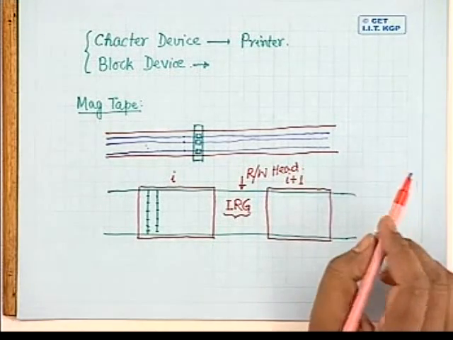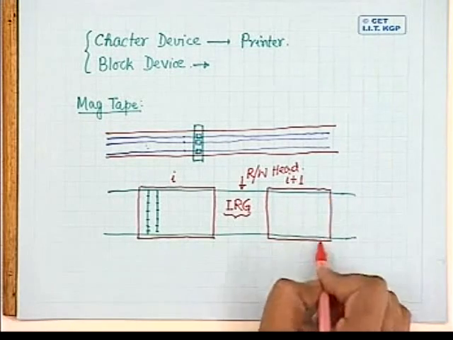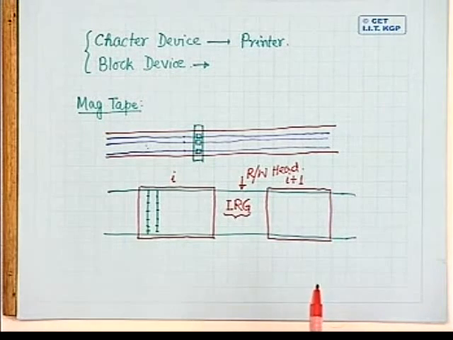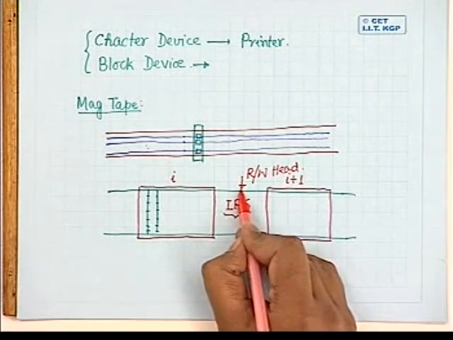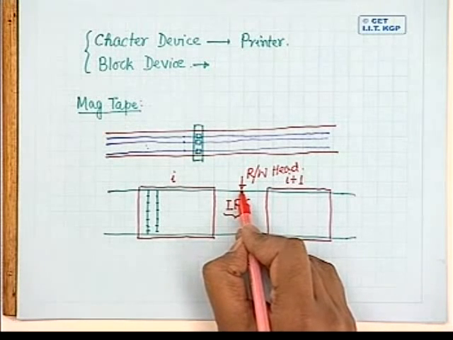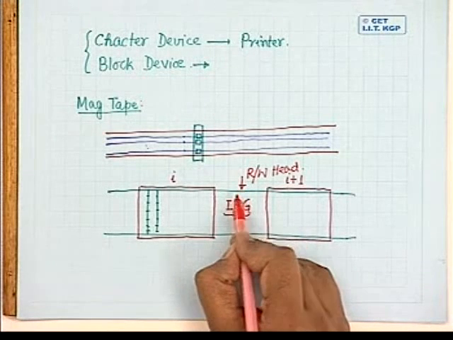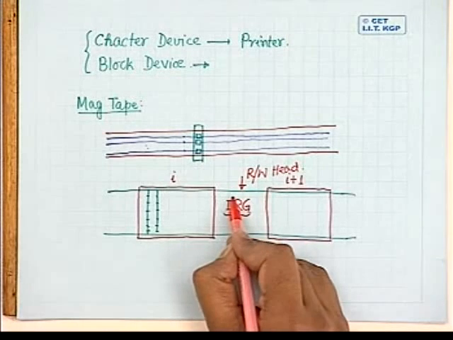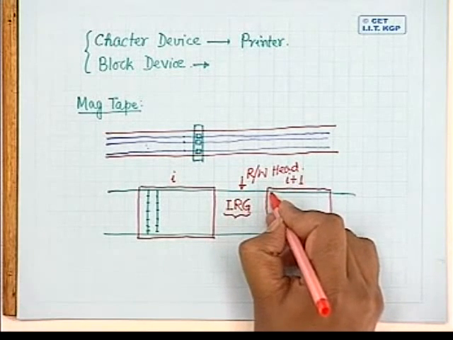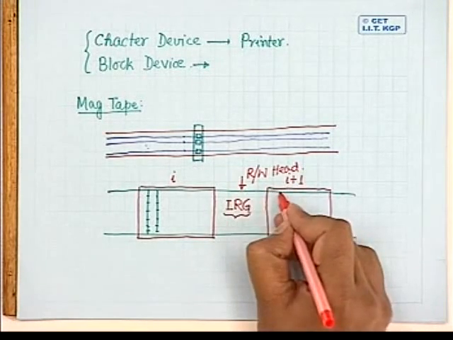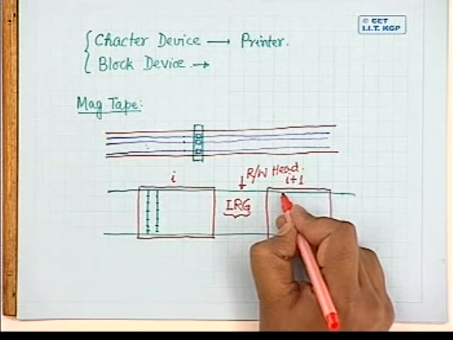The next time, the next command comes that you read record I plus 1. Okay. Again, right now the tape is in halted state. Now the tape has to start moving, and before the first record comes below this read-write head, it has to attain that constant speed that is specified.